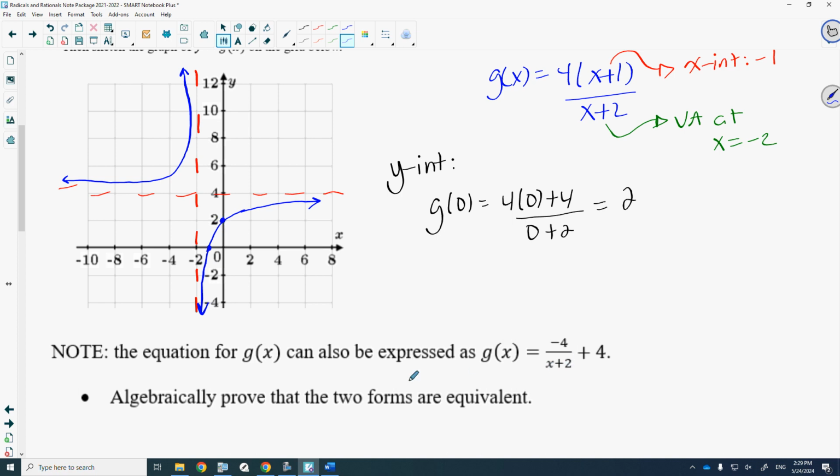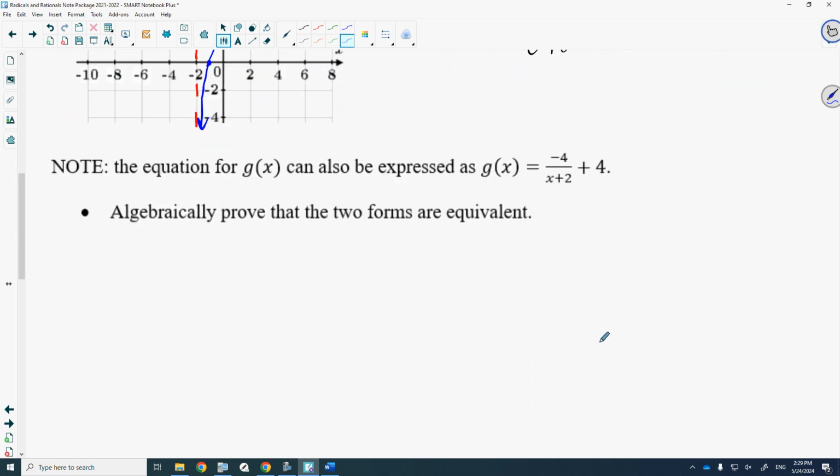So what this first part says is algebraically prove that the two forms are equivalent. So how I'm going to algebraically prove that is I'm going to combine, I'm going to make two fractions. So g of x is equal to -4 over x plus 2, plus 4. Okay, I want to get common denominators. I'm going to get a denominator of x plus 2.